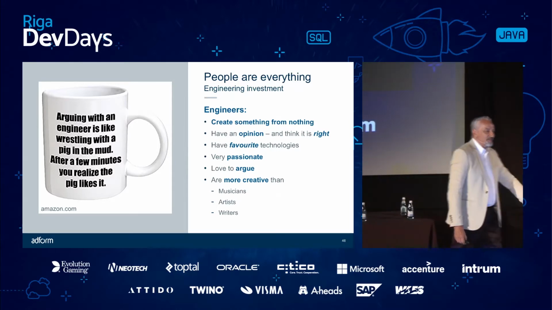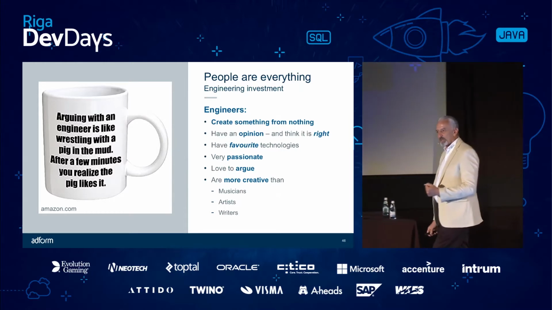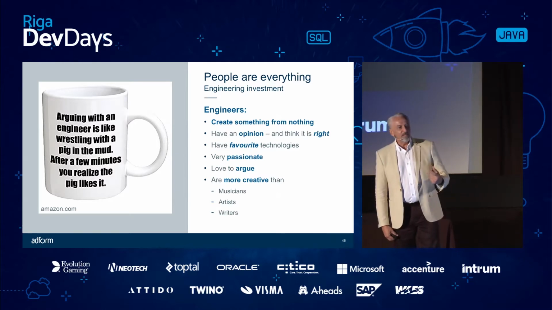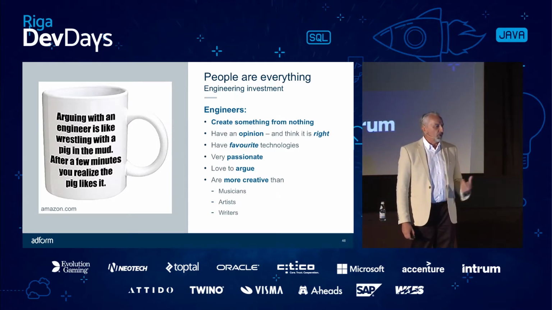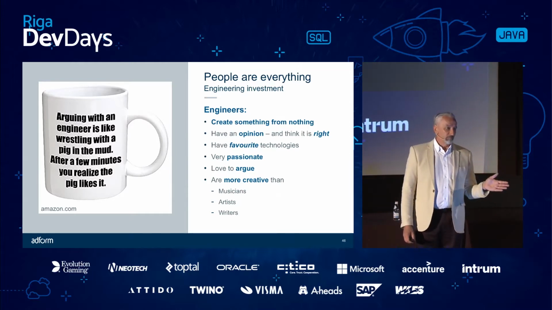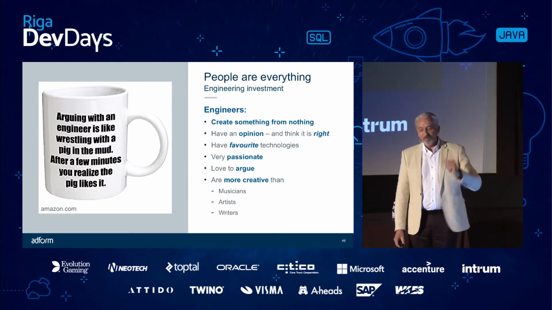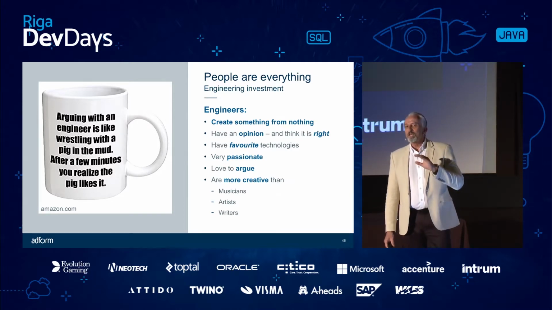The other thing about engineers is they all have opinions and they all think that their opinion is right. And most of the time, at least a portion of their opinion is right. Okay, but opinions are like assholes. Everybody has one. And you don't necessarily want to see everybody's asshole or hear everybody's opinion.